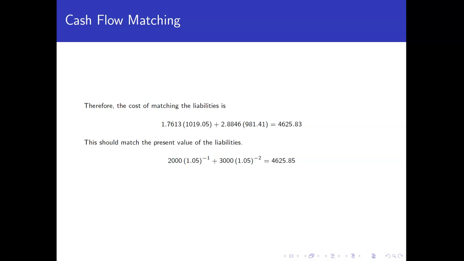So we now can calculate the cost of matching the liabilities. Each of the 1-year bonds costs $1,019.05. We had 1.76 of those. Each of the 2-year bonds costs $981.41. We had 2.8846 of those. That gives us a cost of $4,625.83. This should equal the present value of the liabilities that we have. And sure enough, if we calculate the present value of the liabilities at that time, we get $4,625.85.